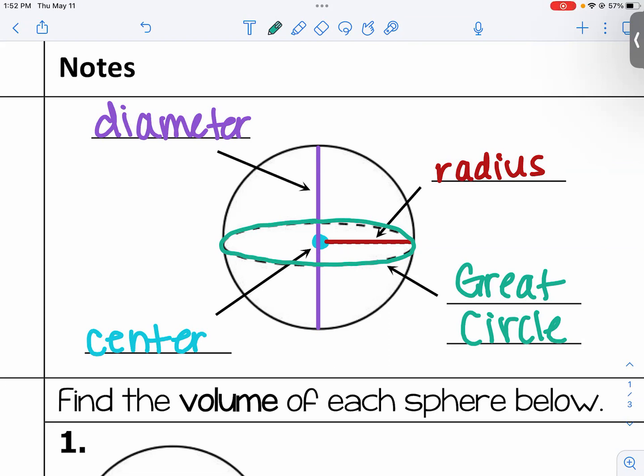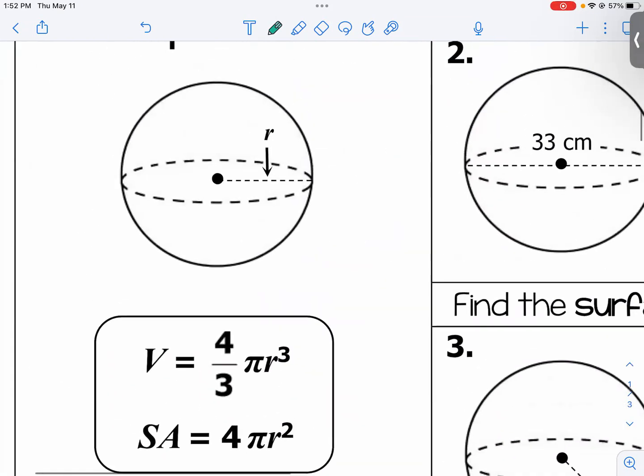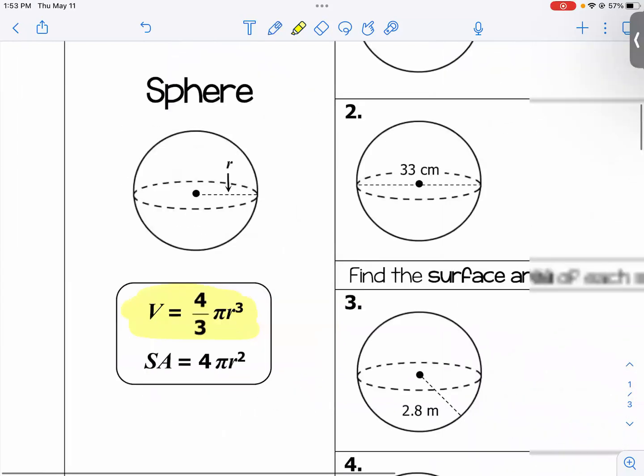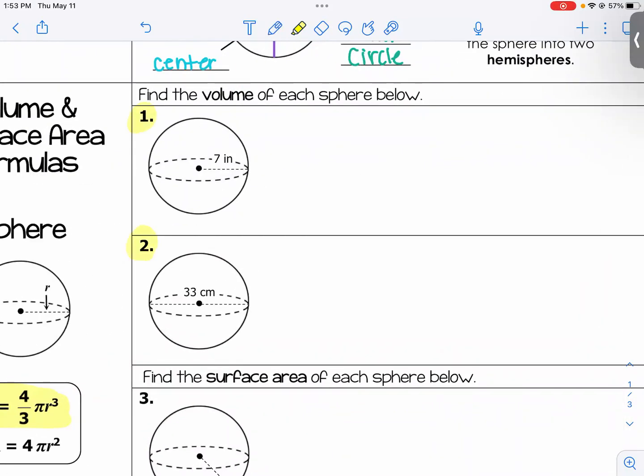Okay. I really need it to be quieter in here. Okay. So, to find the volume of a sphere, we have the formula 4/3 pi r cubed. 4/3 pi r cubed. I'm going to give you a moment for you and your elbow partner to find me the volume of spheres 1 and 2.